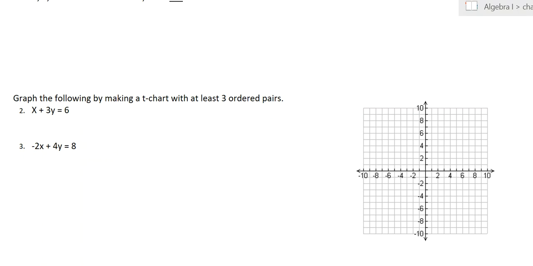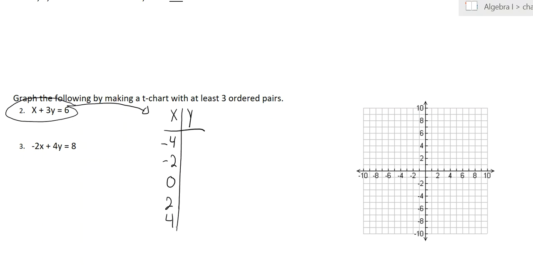So what you want to do is you make an X and a Y chart. And we talked about how there are points on the coordinate plane and they have an X and Y value. So what happens is, and we're going to start with number 2 for this one, is I can really just put any values I want in for X. I'm going to make mine a little bit spaced apart. I'm going to get a handful of them to make sure that I get a good consistency with my line and I didn't make any mistakes.